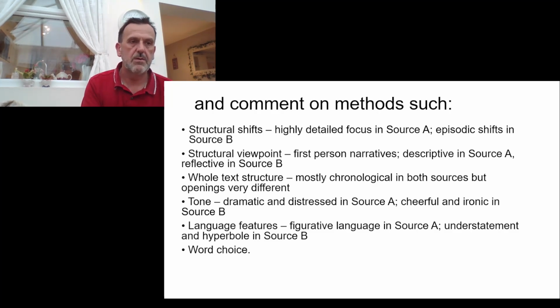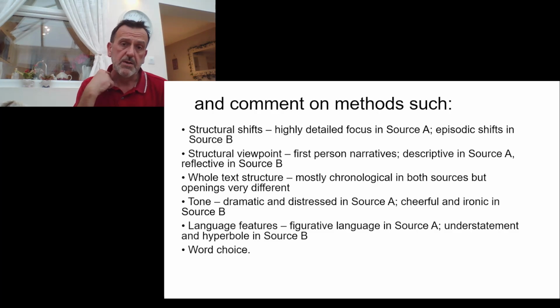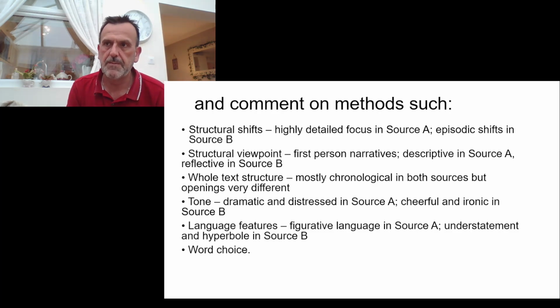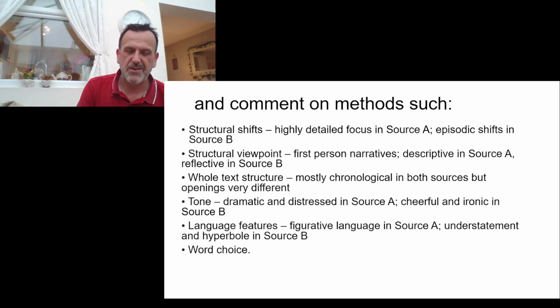There's not as much sense of drama or danger, because obviously in A, you think it is a real account, so he must have survived to write it, but he might have written it halfway down the mountain in his diary and then it was found later, so there is still that element of jeopardy and peril. Structural viewpoint, obviously source A is very descriptive, trying to get across how bad it was, whereas source B is very reflective because she's already completed it and she's sat there at a desk with a diary.